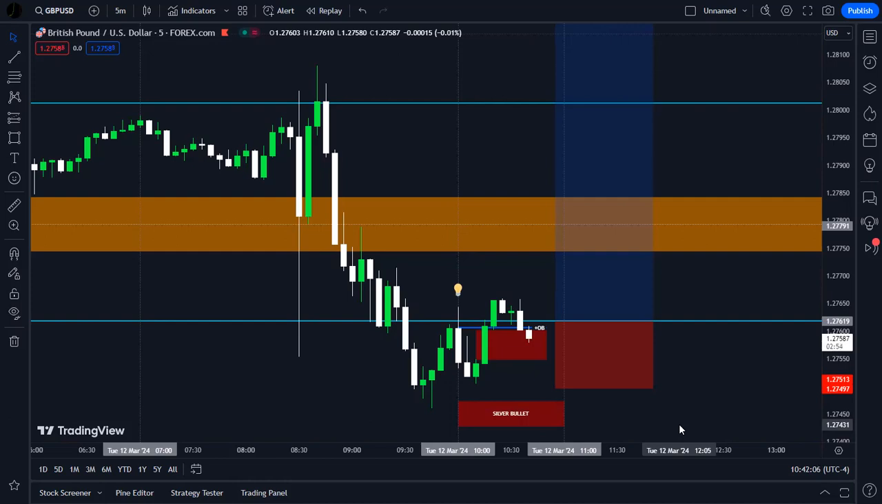So I'm watching to see how this current candle closes. Then we'll have enough information to decide whether we're going to expand right away.